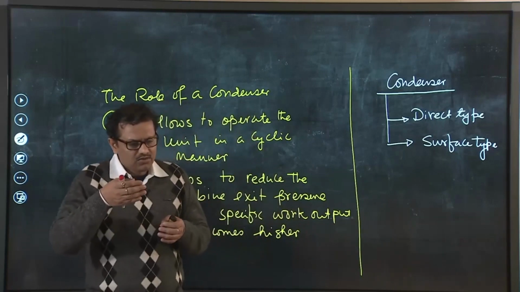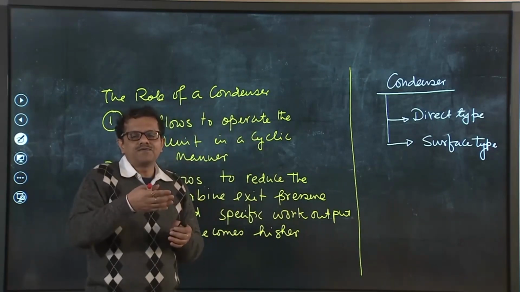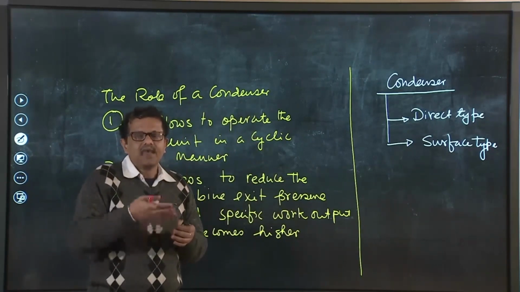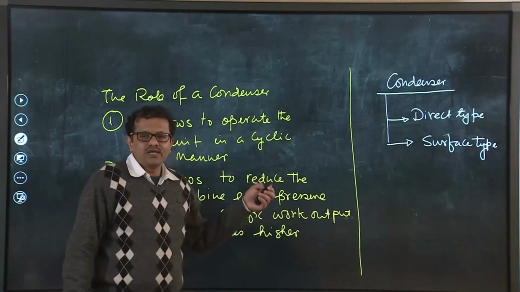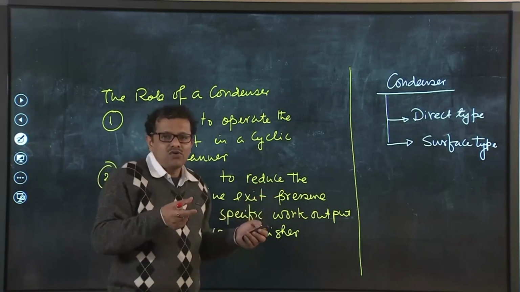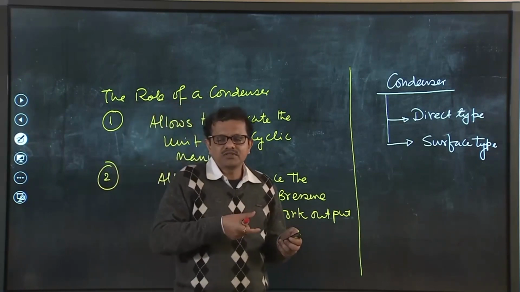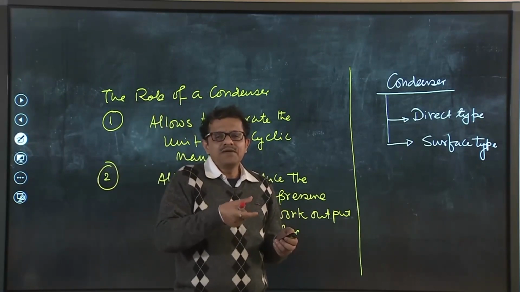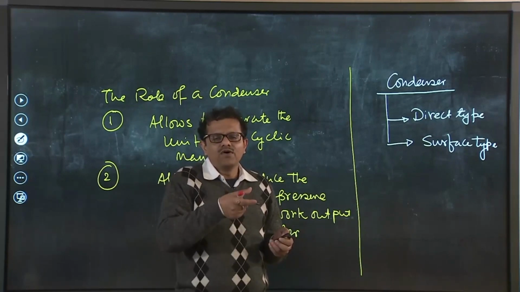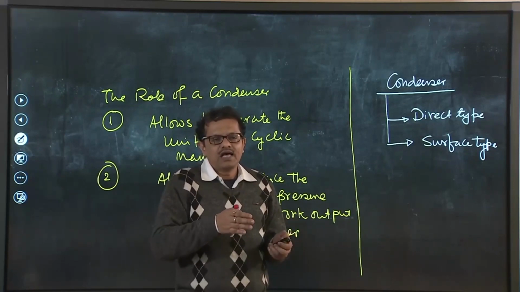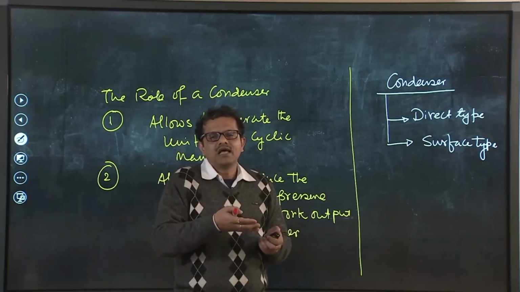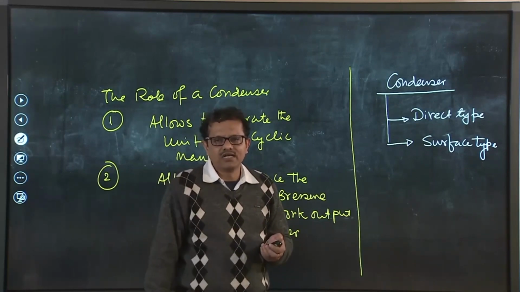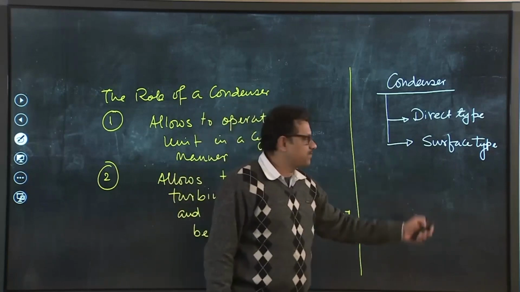Second thing, which is surface type, in which two streams are not allowed to mix together, rather, from the convenience of maintenance and cleaning purpose, we need to flow coolant through the tubes, while steam will flow over the tubes, and in the process heat exchange will take place and steam will be converted into saturated liquid. So, this is called surface type.